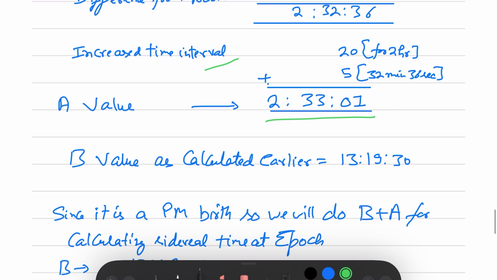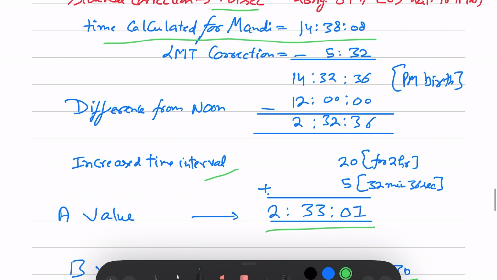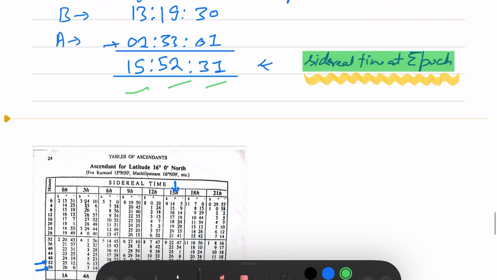For the B value, as we have calculated earlier, it is 13:19:30. Since it is a PM birth, we will have B plus A. So B plus A is 15:52:31. This is the sidereal time at epoch for Mandi. And based on this time, and the date remains the same, which is 12th October 1931, we'll use this value 15:52:31 and do the calculation for the ascendant.